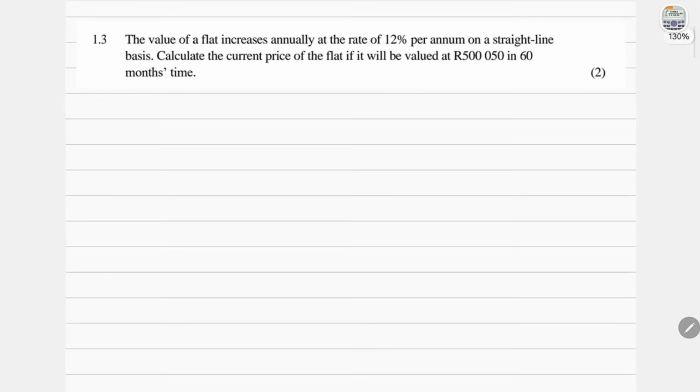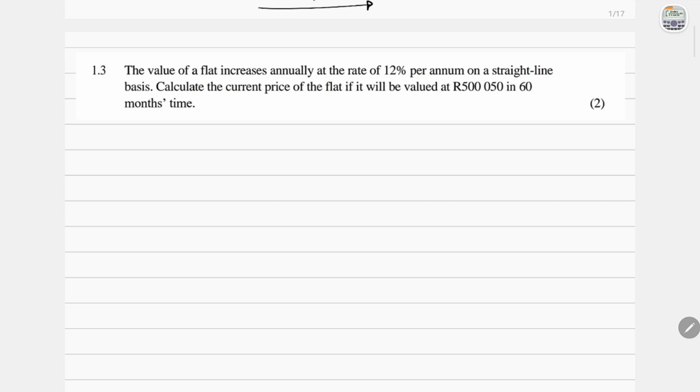Question 1.3 says, the value of a flat increases annually at a rate of 12% per annum on a straight line basis. Okay, so annually, it's also just straight line. Calculate the current price of the flat if it will be valued at 500,050 Rand in 60 months' time. Okay, so we know that it is going to increase on a straight line basis, meaning we are using simple interest growth. And the formula looks like this: A equals P multiplied by (1 plus i multiplied by n).